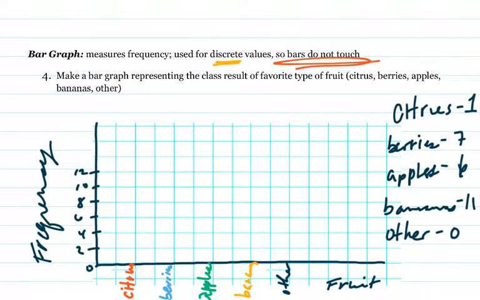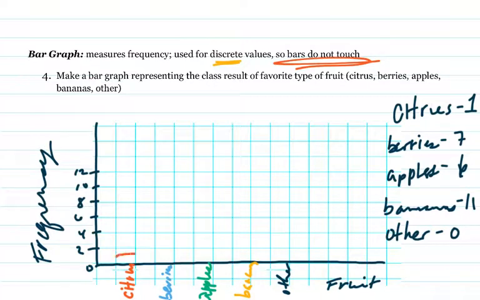And then along our y-axis, we have the frequency, or how many people voted for that. You could label it either way. And then we make our bars. Now, because these are discrete values, they do not touch. So notice how I gave a space in between each one.